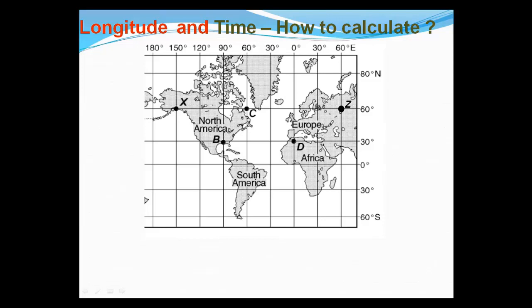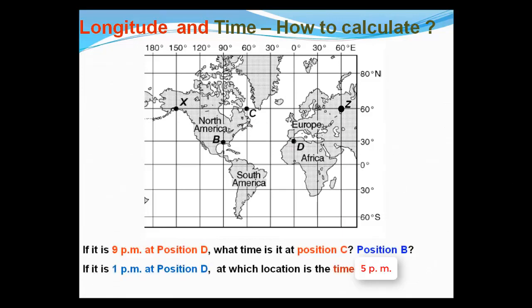Now we learn how to calculate time with the help of the longitudinal position of places. As you can see, there is a Mercator map in front of you, and this map is showing some locations with the help of black dots Z, D, C, B and X. Find the time for these locations with reference to D. Now let's have a look. The question is, if it is 9 p.m. at position D, what would be the time at position C and B?